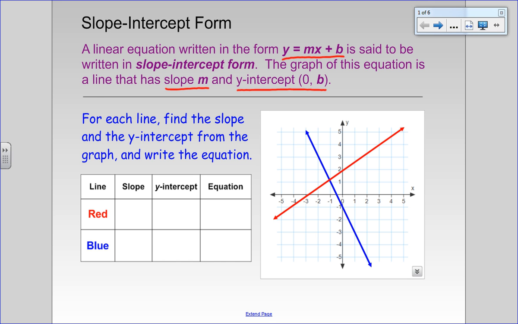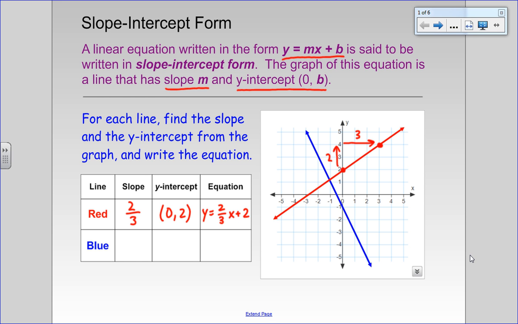First, look at the red line, and note that it passes through the point (0, 2), as well as the point (3, 4). Moving from left to right along the line, we see that we have a rise of 2 and a run of 3, resulting in a slope of 2/3. We also note that the y-intercept is the point (0, 2). And substituting into slope-intercept form, y equals mx plus b, we obtain the equation y equals 2/3 x plus 2.